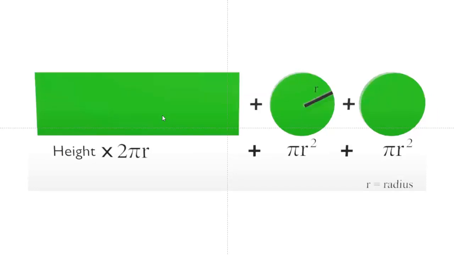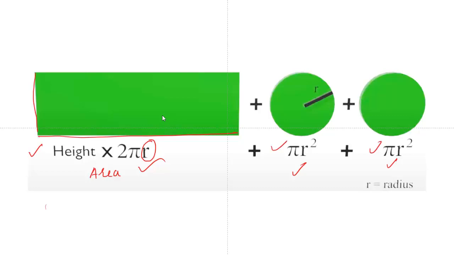Once we have calculated this 2 pi r, we just multiply the height with 2 pi r. 2 pi r is the length of the rectangle, and this is the height. And we multiply length into breadth to get the area. So this will give us the area of the rectangle. And when we add all these three, this will give us the total surface area of the cylinder. And r is the radius of the cylinder, so you can put the radius here, and then you can easily calculate this one, and this one, and this one.